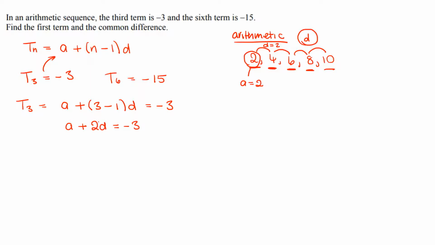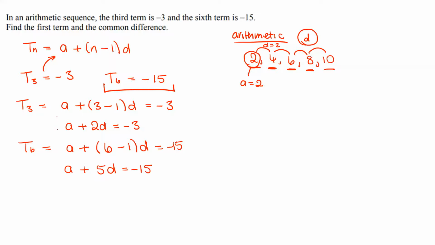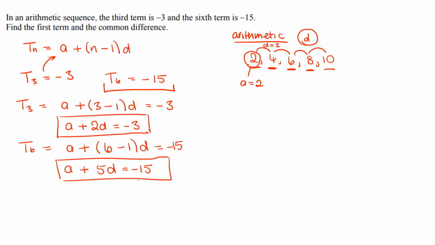We can do the exact same thing then with the sixth term, -15. We know T of 6 is equal to A plus 6 minus 1 multiplied by D, which is equal to -15. And we can rewrite that as A plus 5D is equal to -15. So guys, we have two equations with two unknowns. Whenever that happens, what should be roaring in your head is simultaneous equations.